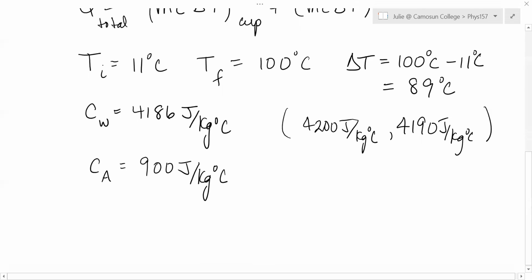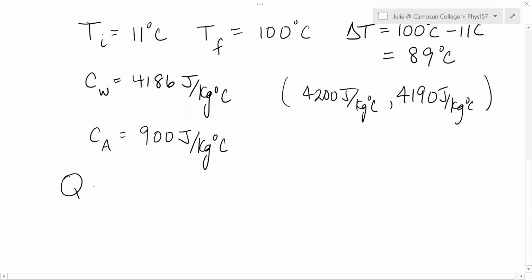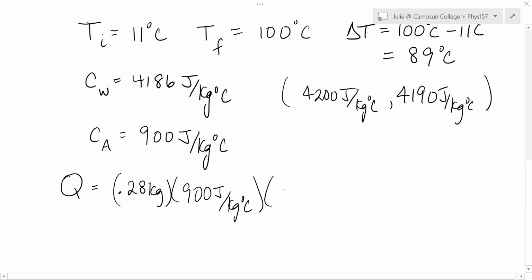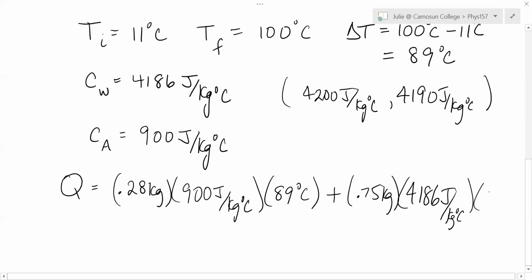Okay, so we can calculate how much heat this is. We would just have to multiply all these numbers together. The mass of the cup times specific heat capacity of the cup. Now the change in temperature for both is the same. It's 89 degrees Celsius. And then the mass of the water, 0.75 kilograms, specific heat capacity of the water, and change in temperature of the water. And if you put all that in, I don't know what you get, but that's the total heat.